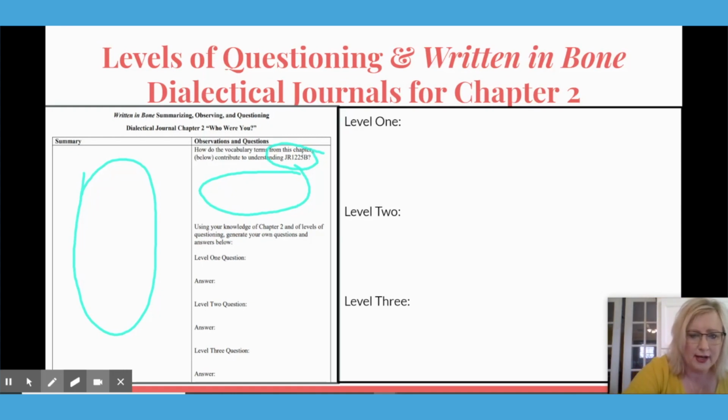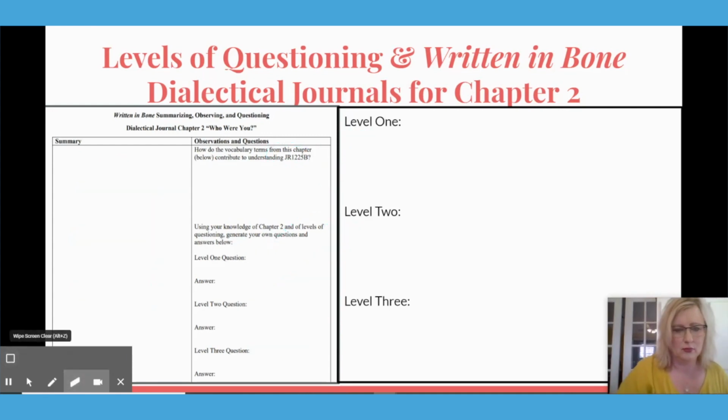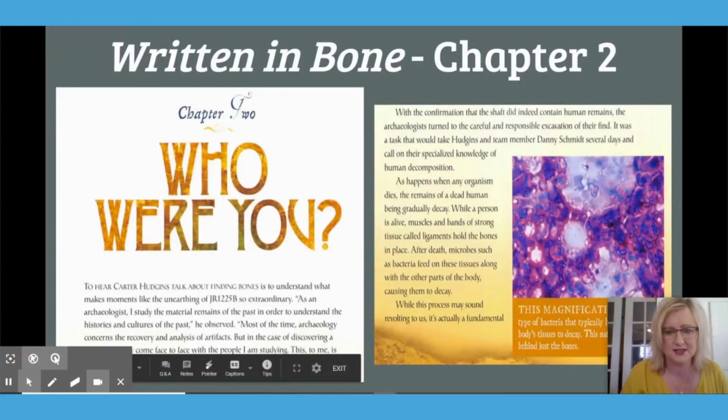Here, though, and I have made this larger on the right side, there is a question location for them to write a level 1, level 2, and level 3 question, as well as a place for them to answer those questions. I know that we reviewed in the last video, the levels of questioning video, what types of questions level 1, 2, and 3 might be. So we're going to look at the text itself.